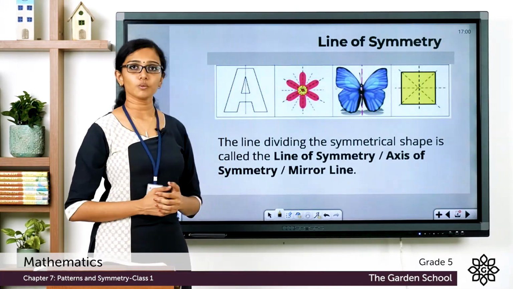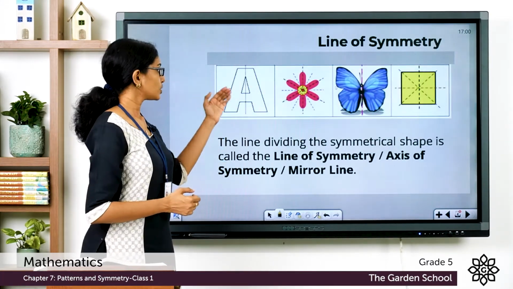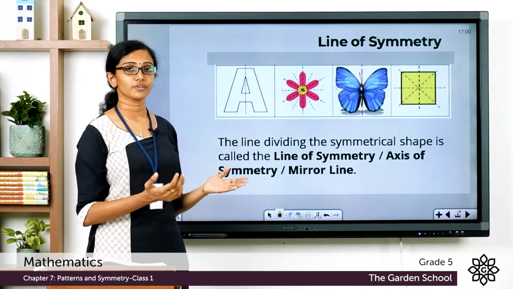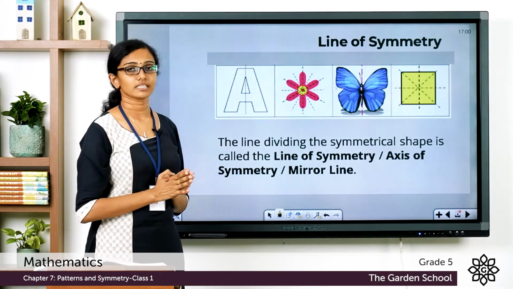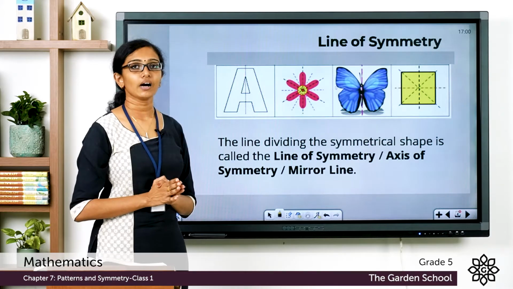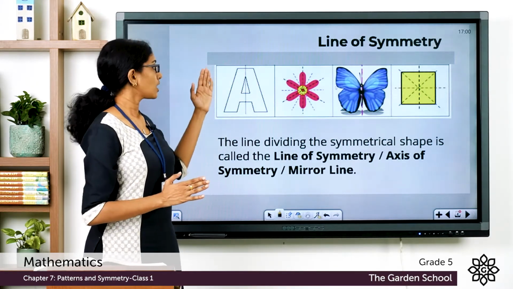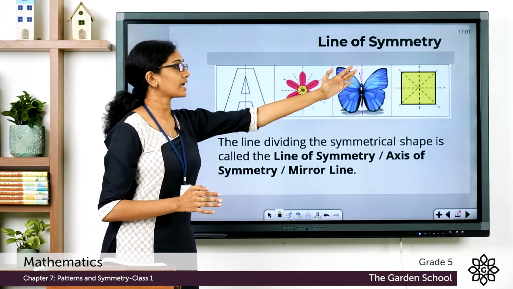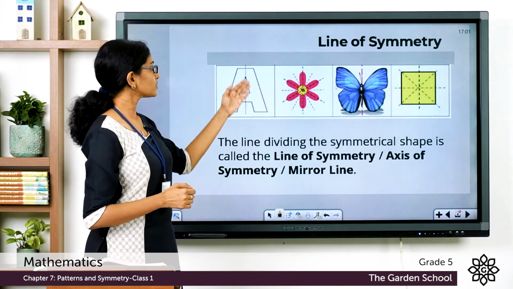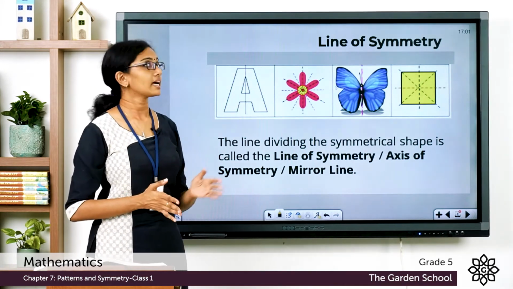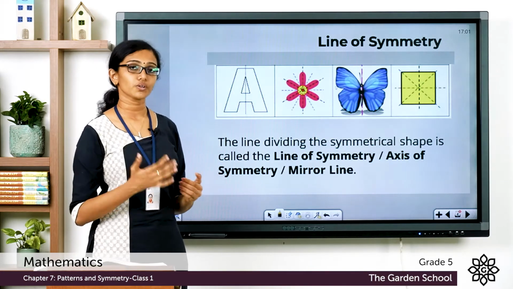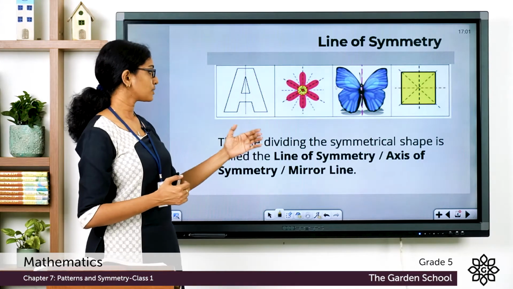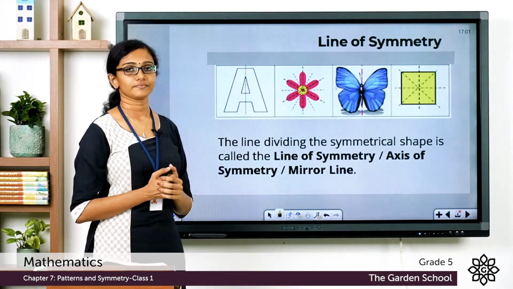Now, you have a few more examples that you can see here. Here you have the letter A, the English letter A. See, if you draw a line like this and if you fold it along the line, or if you cut it along this line, you'll get two identical halves which will be mirror images or reflection of the other part. Same is the case with this flower, this butterfly and the square. And this imaginary line is called the line of symmetry, or it is also called the axis of symmetry or a mirror line.